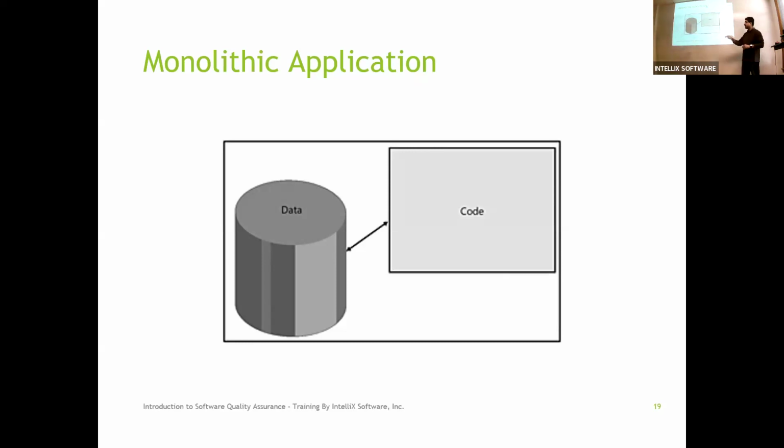That's an example of a monolithic application. You put the information into the machine, and then you run it through that code to figure out what it means.